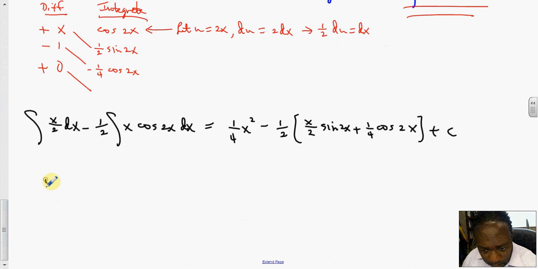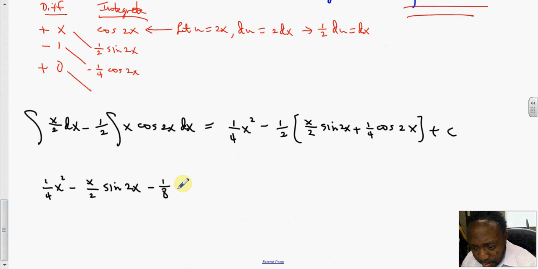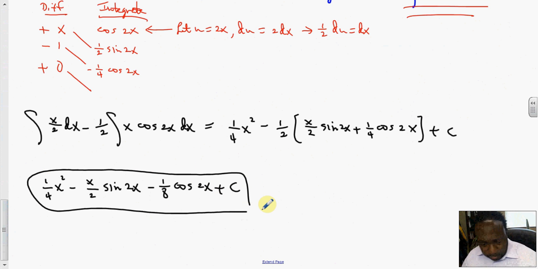So we write all of this as 1/4 x squared minus x over 2 sine 2x minus 1/8 cosine 2x plus c. I think that's all we got for today. Thank you.